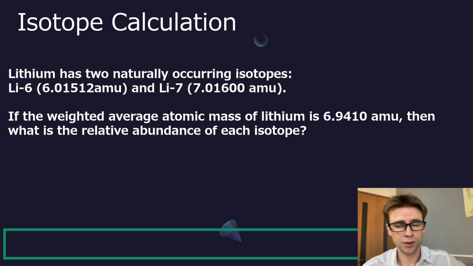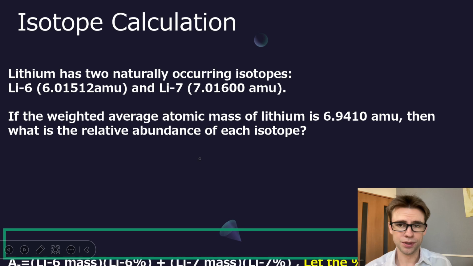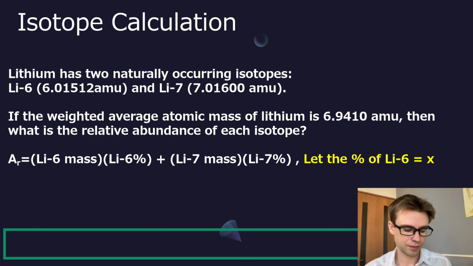Okay, so now we're doing the reverse or the opposite of what the previous question had. In the previous question, someone went out and measured the relative abundance, but we are instead going to look at what the relative abundance is through a math calculation based on individual masses and the weighted average mass. So these ones get a little bit more complicated.